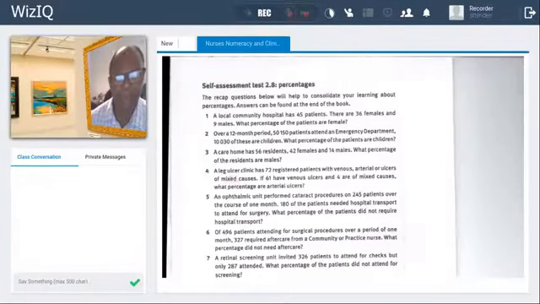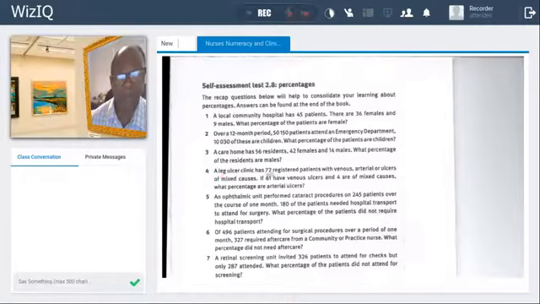Okay, so question 4 says, a clinic has 72 registered patients with venous, arterial or ulcers of mixed causes. If 61 have venous ulcers and 4 are of mixed causes, what percentage are arterial ulcers? Okay, so they are asking for arterial ulcers. Now, let's go back and see what it's talking about.